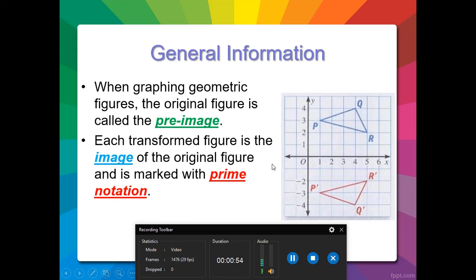Every transformation that the figure does undergo produces an image, which is a copy of the original figure. We want to know which one is the copy, so we're going to mark that one with a special notation called prime notation. So the red figure is the copy, and you can see it's P with this little tick mark that is read as P prime. And every vertex has the prime notation. So blue is the pre-image, red is the image. We want to make sure we label every single point. That's an important aspect in identifying the pre-image and the image.